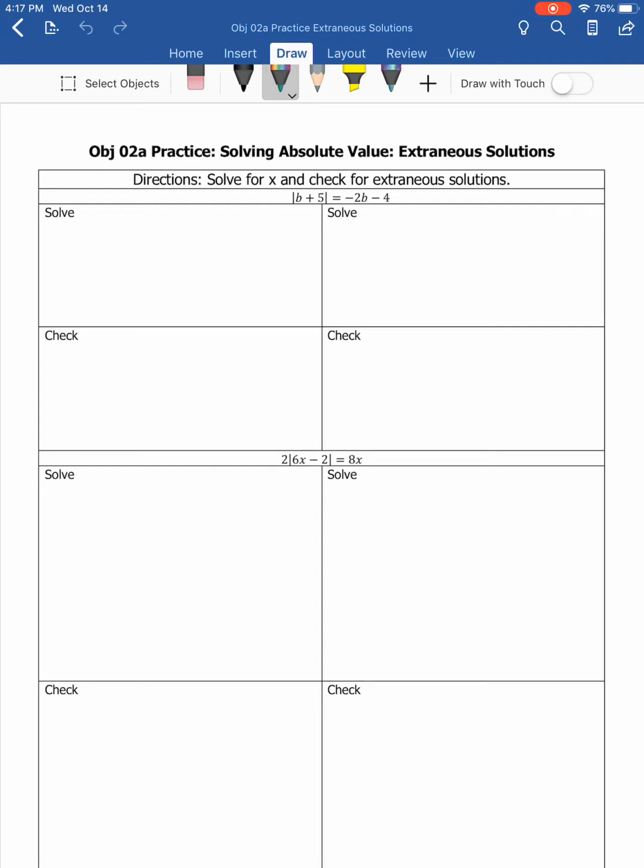So the first one is the absolute value of b plus 3. I know my absolute value is by itself already, so I'm going to write b plus 3. I take it out, or b plus 3, b plus 5. I know how words work. B plus 5 is equal to negative 2b minus 4. And then on the other side, I'm going to say b plus 5 is equal to, but instead of negative 2b, I'm going to do positive 2b. Instead of minus 4, I'm going to write plus 4.